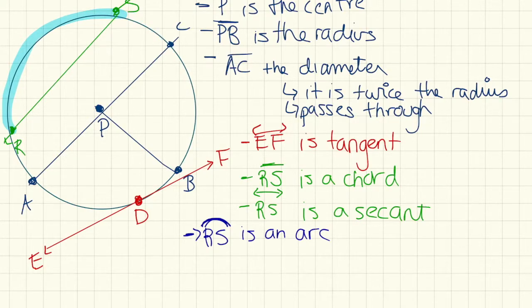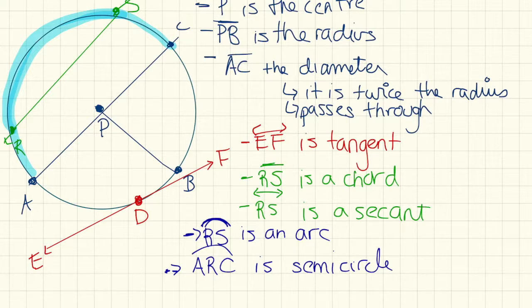Also, a special arc would be if I were to go from A all the way around to C. Here we're going to say A-R-C, but it's actually a semicircle. It's a semicircle because it cuts the circle in half. It's an arc that is exactly half a circle, and I hope you know that half a circle is 180 degrees.